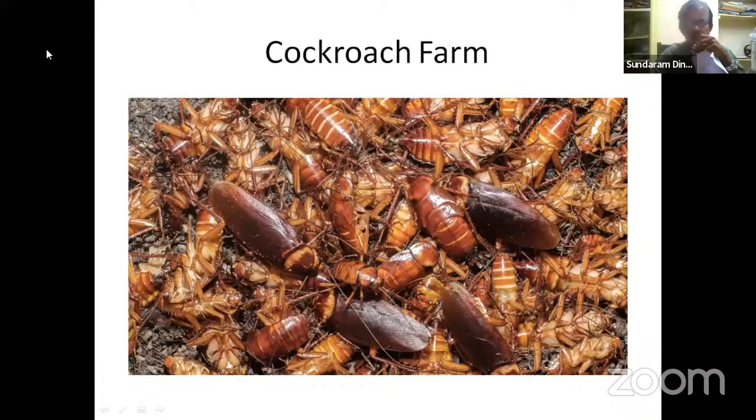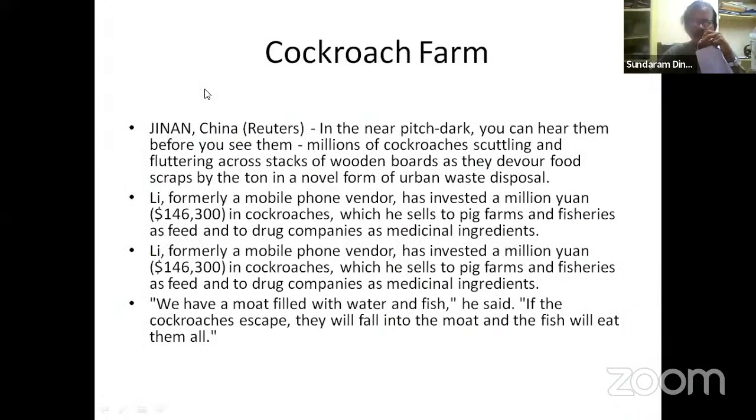So cockroaches, and of course cockroach fries, fried cockroaches, are available as insect meat. Apart from that, they are good at disposing of kitchen waste and organic waste. There are a lot of towns involved in rearing cockroaches, and they have cockroach farms also in Jinan, China. Then how much they are earning, how many millions of yuan they are earning from cockroaches.